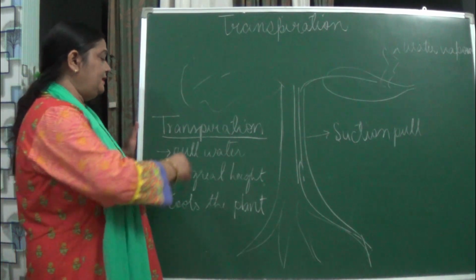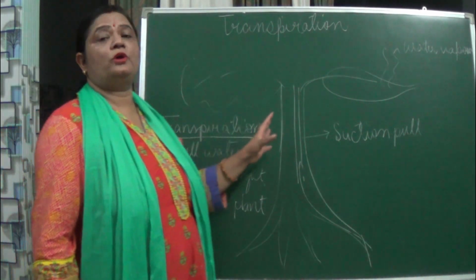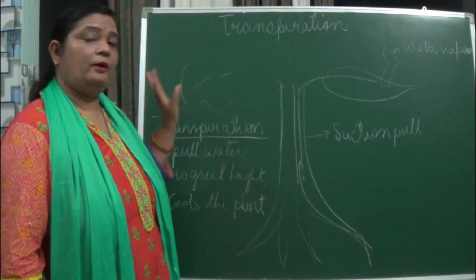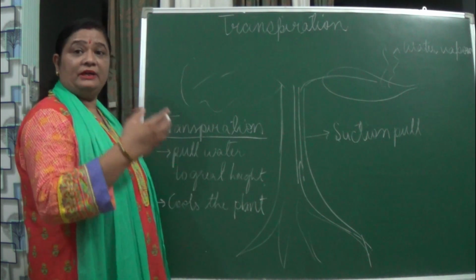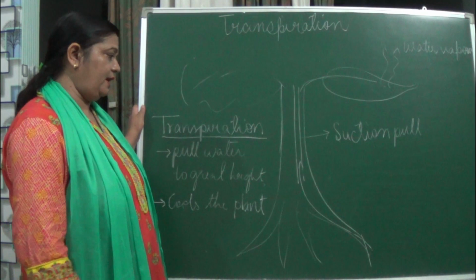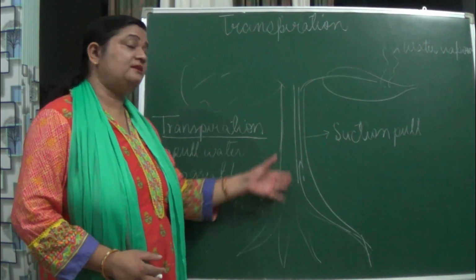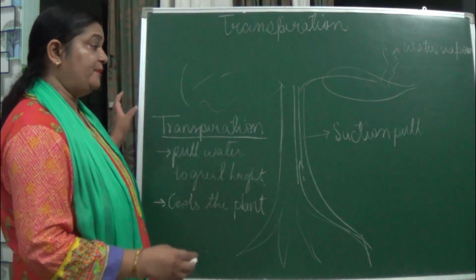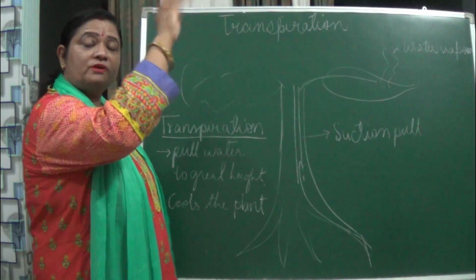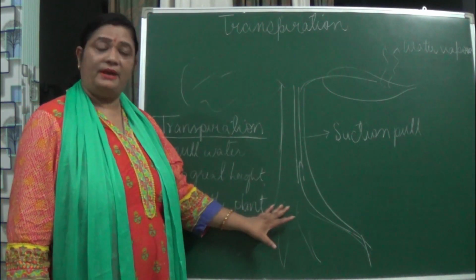Now let us study about transpiration. What is transpiration? It is loss of water in the form of water vapor through the aerial parts of the plant. Mostly it takes place through what? The stomata you have studied in the first chapter. The water which is absorbed by the root hairs and conducted by these xylem vessels, 99% of it is lost by the process of transpiration. Only 1% of the water is used up by the plant.